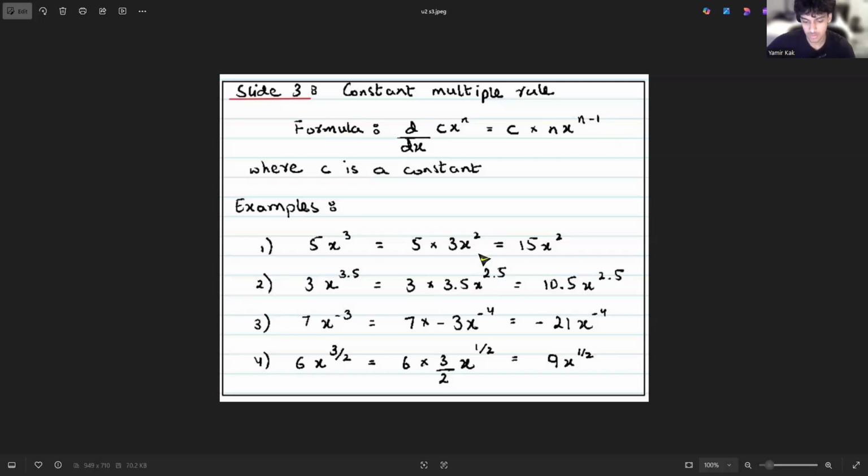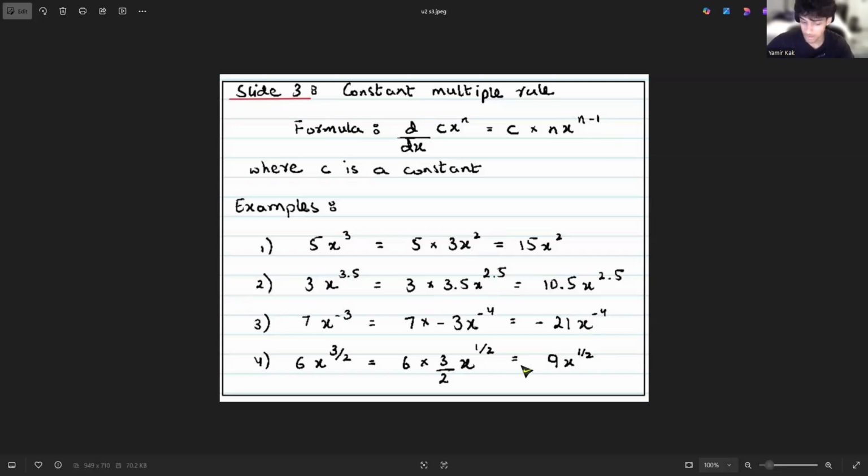And then fractions as exponents. When we have something like 6x to the power of 3 over 2, our constant is 6, and our n is 3 over 2. So now when we apply the rule, we have 6 times 3 over 2, x to the power of 3 over 2 minus 1. That becomes 1/2, right? Firstly, 6 times 3 over 2 is 9. It's like 6 times 1.5. And then 3 over 2 minus 1 is 1/2. So the result is 9x to the power of 1/2.